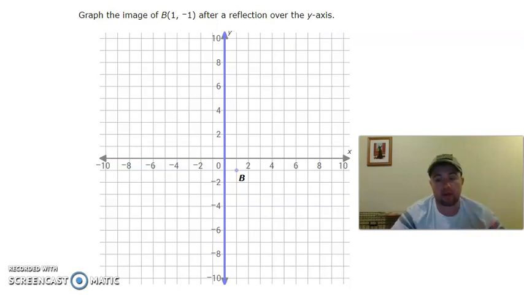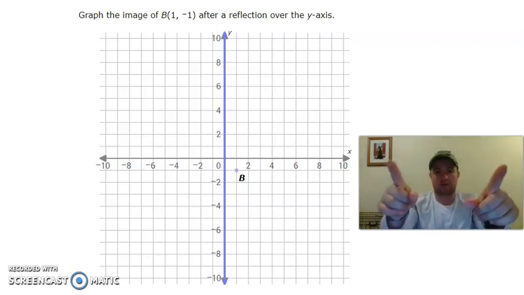Now, when I think of the word reflection, I think of a mirror image. I look in the mirror and I see me looking back at me. Some days it's a good look and some days it's not. But I still see me in the mirror. And I am identical. Me and my mirror image look the same.